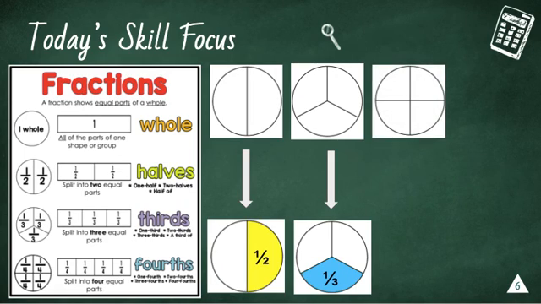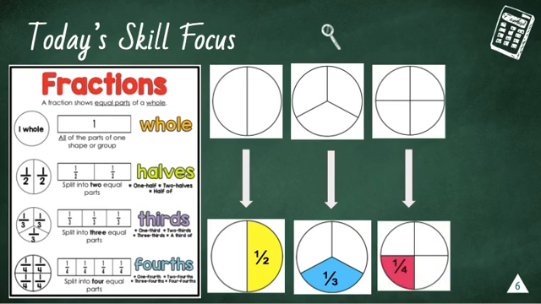Take a look at this circle. How many parts is this circle partitioned into? 4 parts. Very good. And what fraction of the circle does this shaded piece represent? 1/4. You got it, second grade.